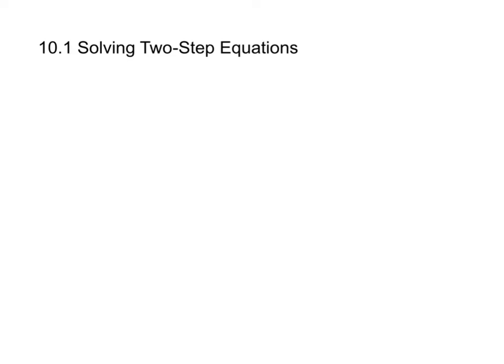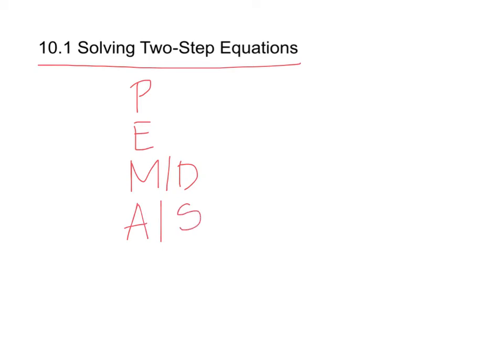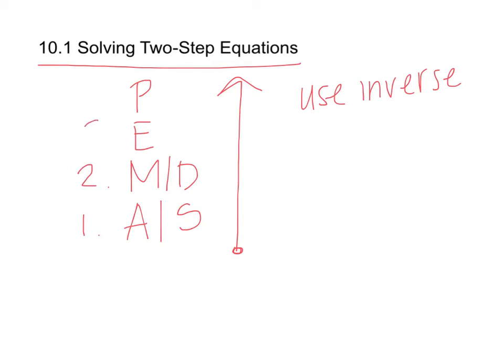Today we're starting 10.1, which is solving two-step equations. Reminder, when we are solving for a variable or an unknown, we are going to use order of operations, which is parentheses, exponents, multiplication and division, and addition and subtraction. And we are going to be using inverse, which means that we need to work backwards. So we are going to go from the bottom up. So first we would look for addition and subtraction, then multiplication and division, then exponent, and then finally parentheses.